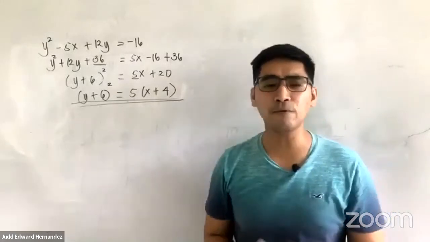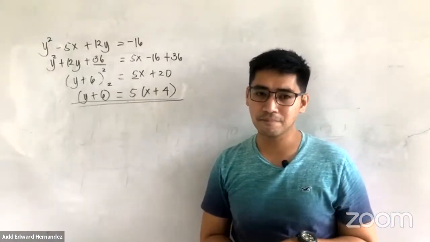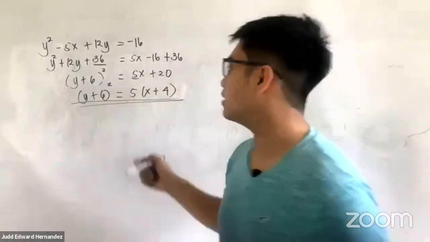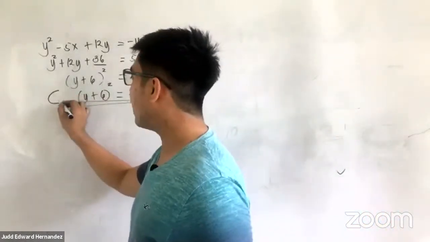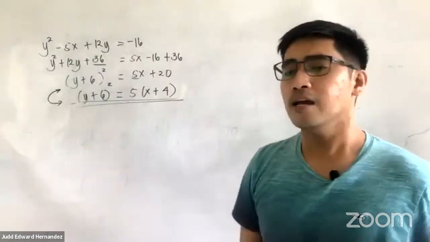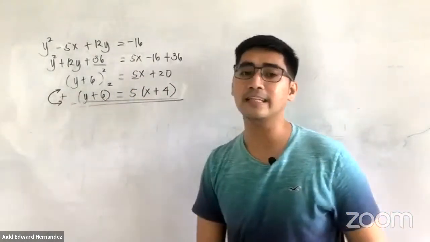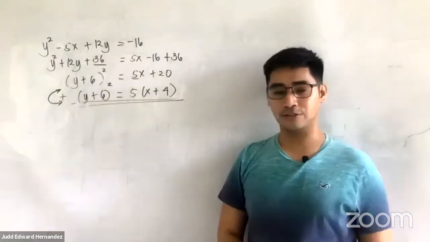At saan kaya papunta yung parabola natin? Opens to the right po. Right po. Very good. It is now opening to the right. Okay, since the right side is positive, we could finally say that our parabola is opening to the right.